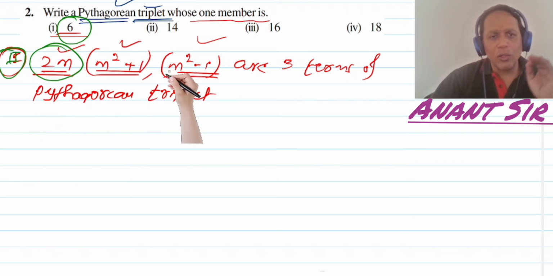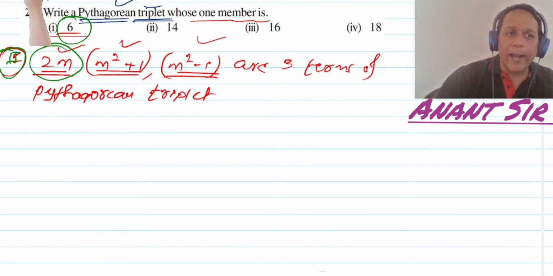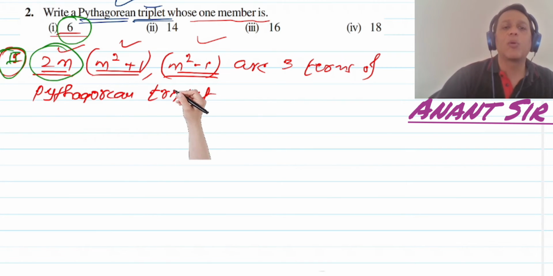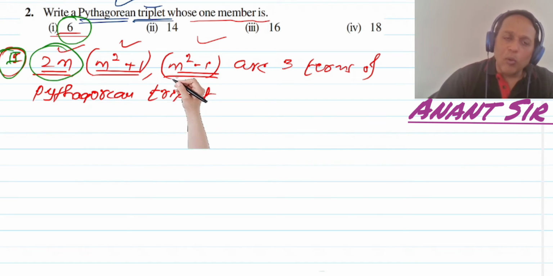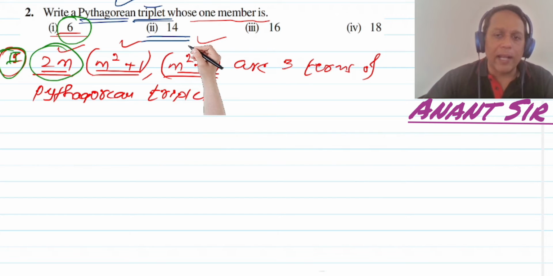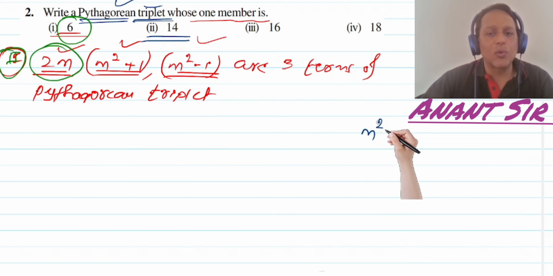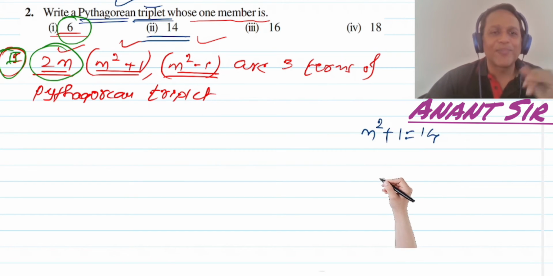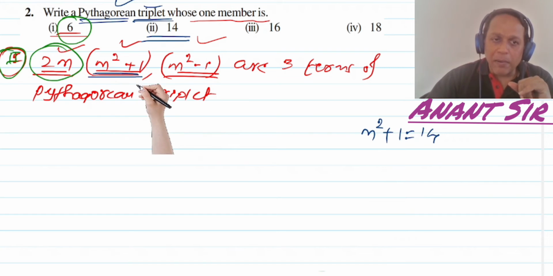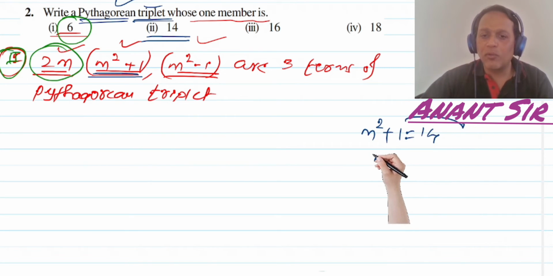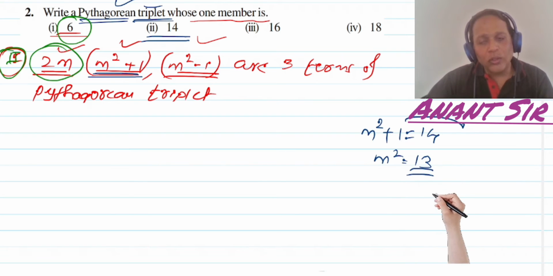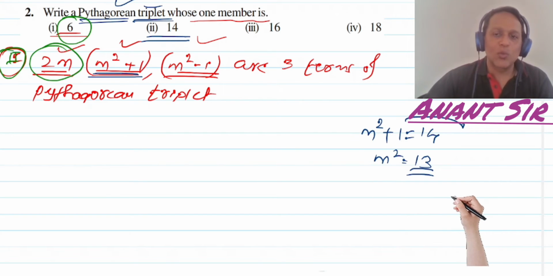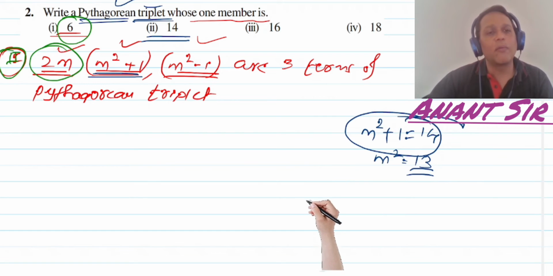In all the questions we have to write this: the three terms of a Pythagorean triplet are 2m, m square plus 1, m square minus 1. Now let's again start by taking in rough. Let's take m square plus 1 as 14. So if we take this middle term m square plus 1 as 14, then plus 1 will become minus and it will become 13. But we know 13 is not a square of any number. So m square plus 1 cannot be 14.